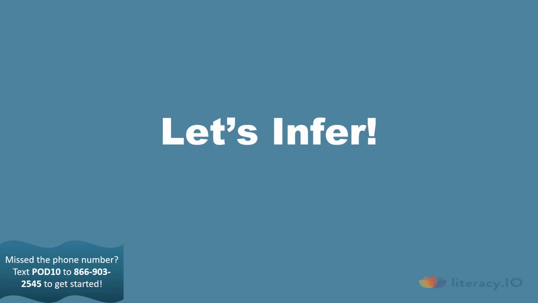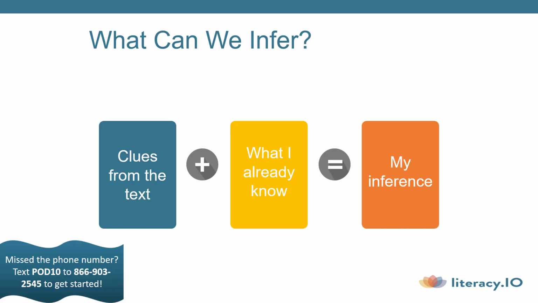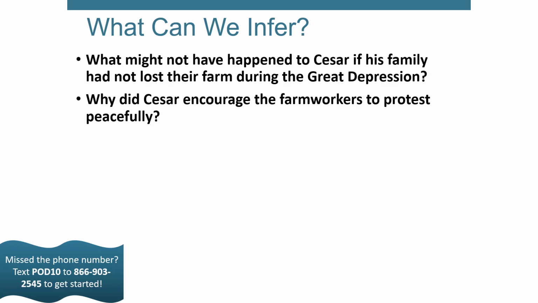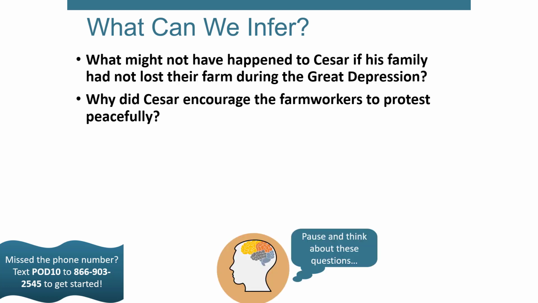You're doing such great work, detectives. Now it's time for us to infer. Remember, when we infer, we use the information we read and some information we already have in our brains to draw a conclusion. Are you ready? What might not have happened to Cesar if his family had not lost their farm during the Great Depression? Why did Cesar encourage the farm workers to protest peacefully? Pause and think about these questions. Discuss them with your adult partner.